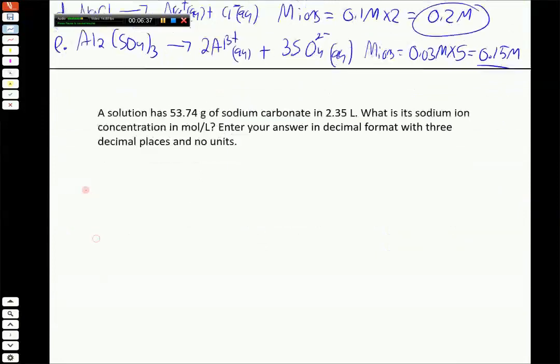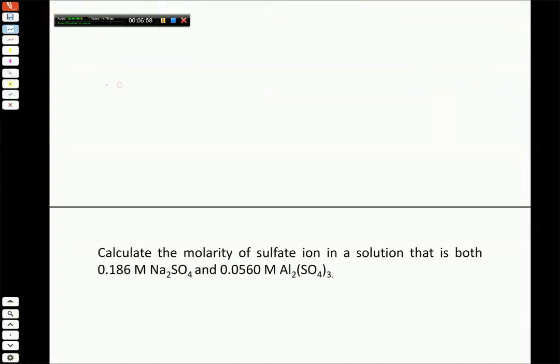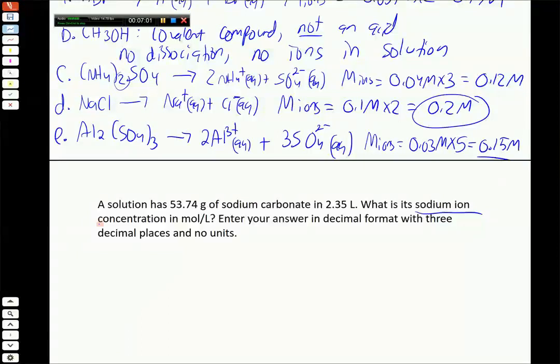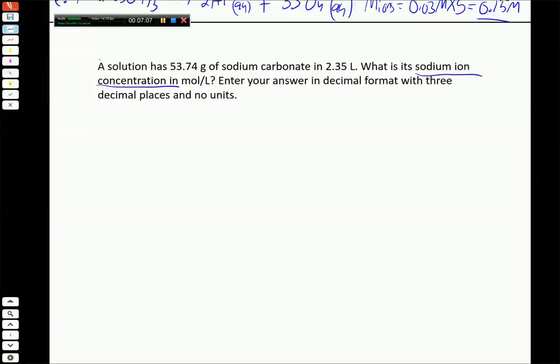Alright, the next question we'll go to is more of a quantitative question, but it relies on the same concept of an ionic compound separating into ions when it dissolves into solution. So here we're taking 53.74 grams of sodium carbonate and making a solution with a volume of 2.35 liters. We want to know what is its sodium ion concentration in moles per liter. So again, when we're doing problems like this that ask us to calculate a molarity, make sure you know the molarity of what that is looking for. So here it's looking for the molarity of sodium ions specifically.